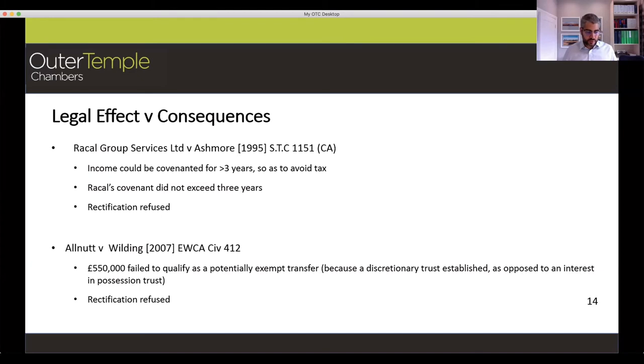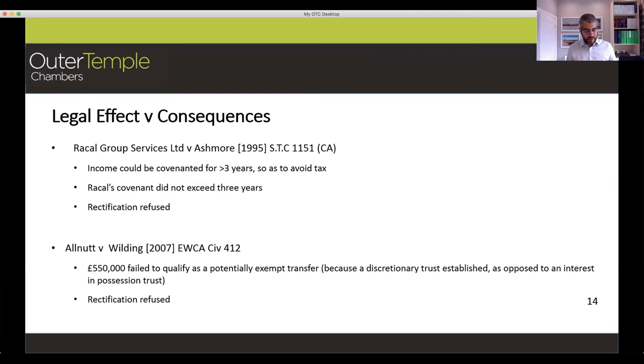Rakow is a case about tax consequences and about a deed of covenant. Apparently, once upon a time, if you covenanted income for more than 3 years, you could deduct it from your total income. And for example, if you wanted to support your children as the beneficiaries because you weren't paying tax on that proportion of your earnings. So that was the legislation they were trying to use here, but it had to be for more than 3 years. And by mistake, the covenant in the Rakow case didn't exceed 3 years because they messed up the dates in the instrument.